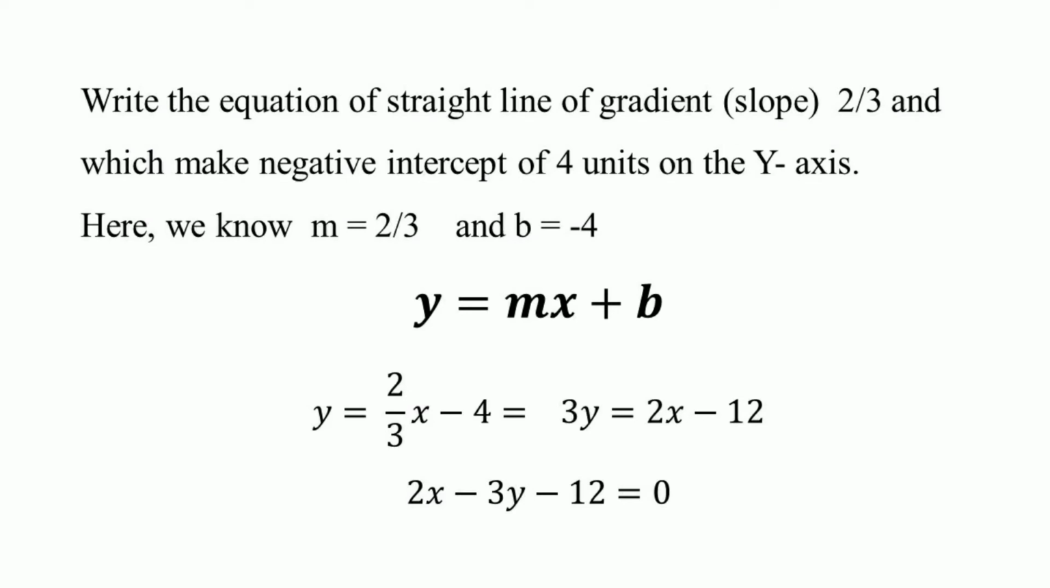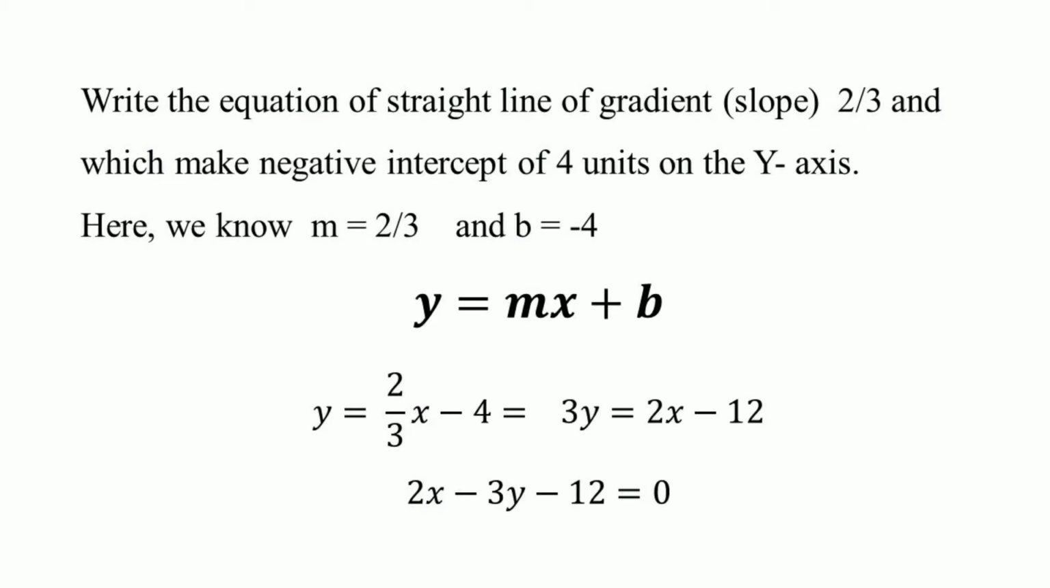So the question is clear, and here the given values are, the slope is given, that is m is equal to 2 by 3, and the y-intercept is negative 4 units, that is minus 4. Since the slope and the intercept term are given, the linear function is y is equal to mx plus b. Directly substitute m is equal to 2 by 3 and b is equal to minus 4, then it becomes y is equal to 2 by 3 x minus 4.